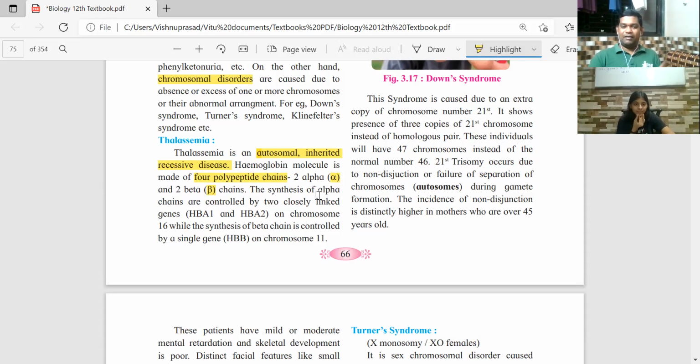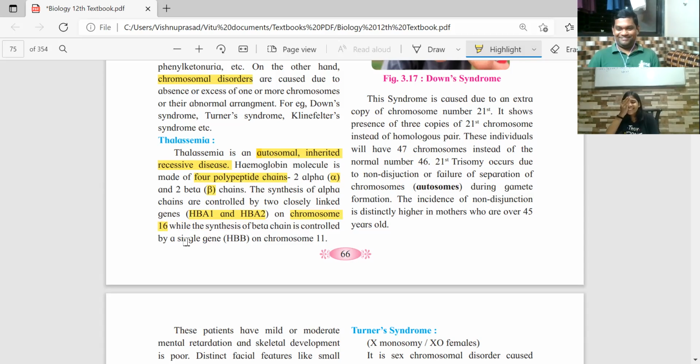Now for the formation of the alpha chain, there are 2 genes present called as HBA1 and HBA2. And ये दो जो genes हैं, they are closely linked. You remember linkage we have discussed. These 2 genes are closely linked and they are present together on the chromosome number 16 in our cells. 23 pairs है. तो जो 16th chromosome है, उस पर ये दोनों genes present हैं, which are coding for the formation of the alpha chain in the hemoglobin pigment molecule.